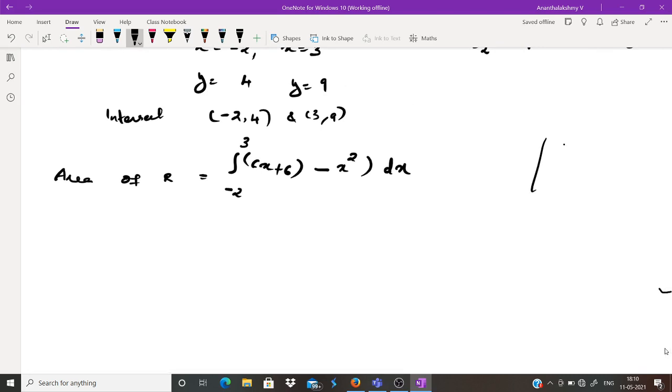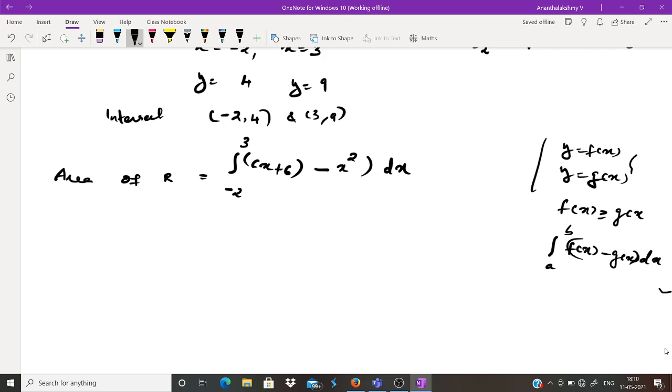For the area between the curves y equal to f of x and y equal to g of x, where f of x is bigger than or equal to g of x, the area between these two curves can be found by the formula: the integral of f of x minus g of x dx. Here we are using that. I think you can integrate it quickly and find the answer as 125 by 6. If you find any difficulty, please ask me.